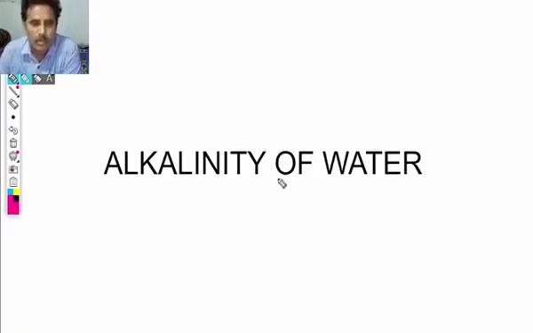Anyhow, water generally we are using for three purposes. One is the domestic purpose, next irrigation purpose, and another one is the industrial purpose. So water is very important in our life, and water quality is also very important. The water quality parameters we broadly classify into three types: first the physical parameters, another the chemical parameters, and the biological parameters.